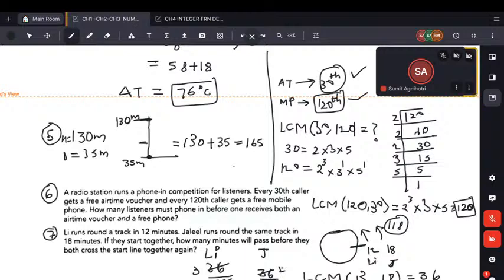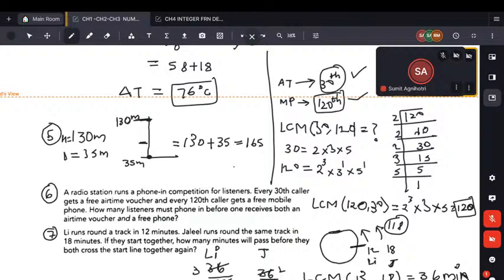And in this way, when they meet again after 36 minutes, Lee has completed 3 rounds and Jalil has completed 2 rounds. The question may even ask how many rounds have been completed by them together. Together they have completed 5 rounds. Separately Lee has completed 3 rounds, Jalil has completed 2 rounds.